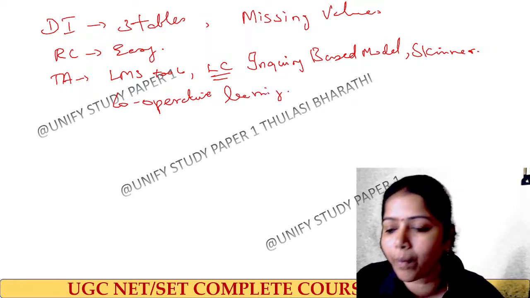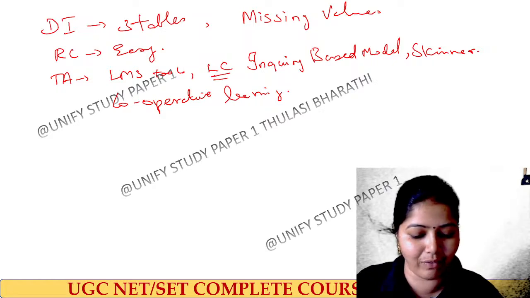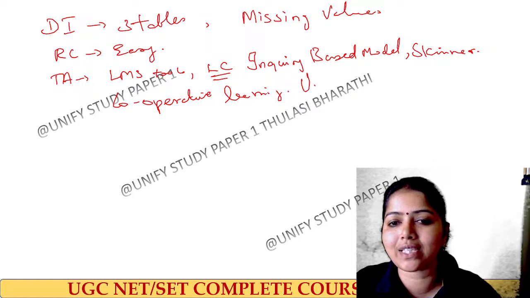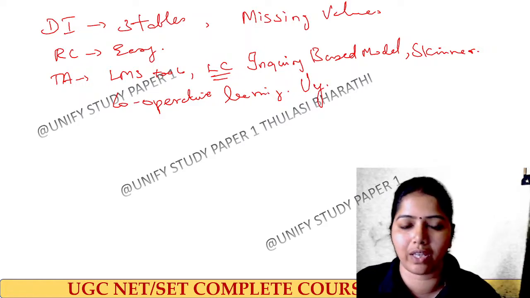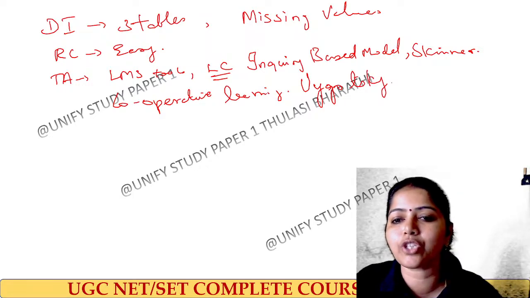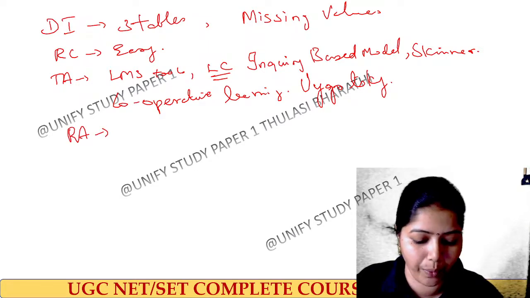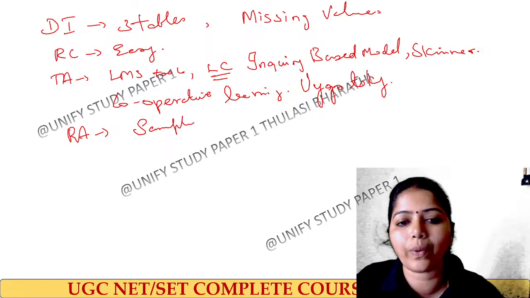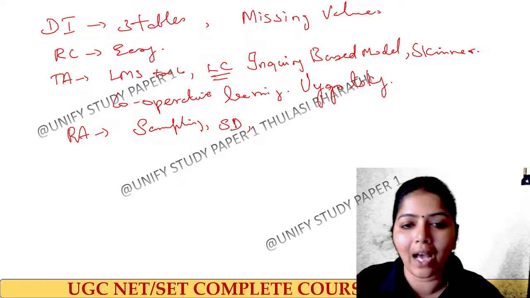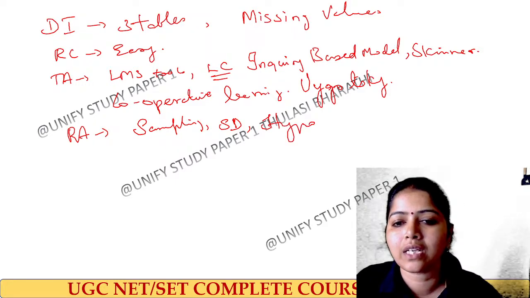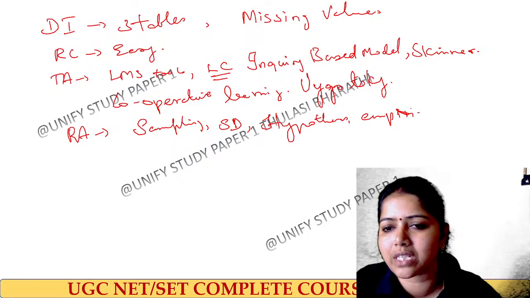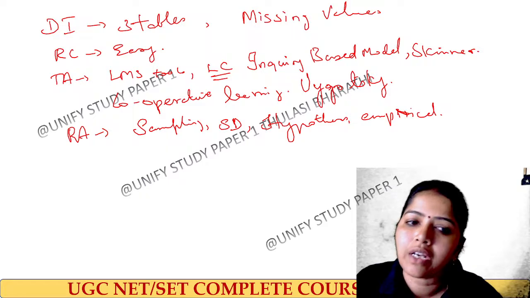Cooperative learning is very, very important, we got a question. Then we got a question from evaluation, right? And then Vygotsky theory, from that also a related question was there, not exactly, but related. Okay, this is from teaching aptitude. From research aptitude, we got questions from sampling, and from statistics, like standard deviation. Then we got questions from hypothesis, and some empirical model. These are the usual questions from research aptitude.